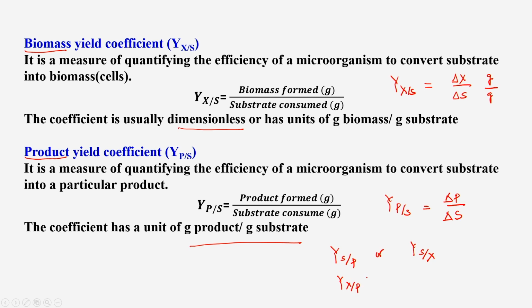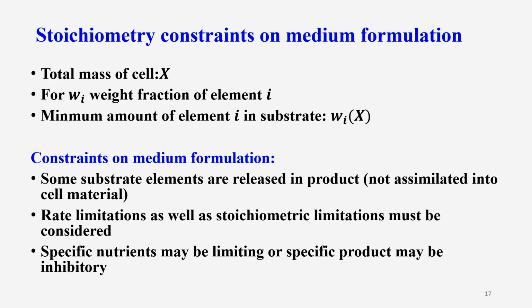So, the definition remains same, the first term will be the numerator, second term will be denominator. So, for example, Y S by X will be delta S upon delta X. So, this is how the yield coefficient are defined, and the way it is defined one should be able to calculate the yield value.